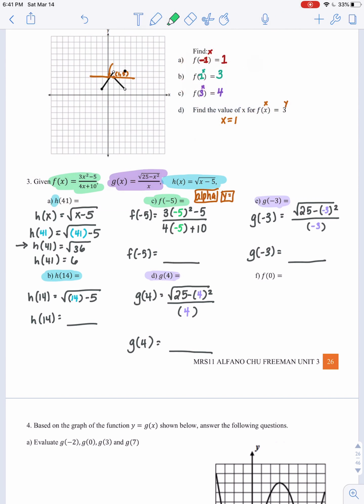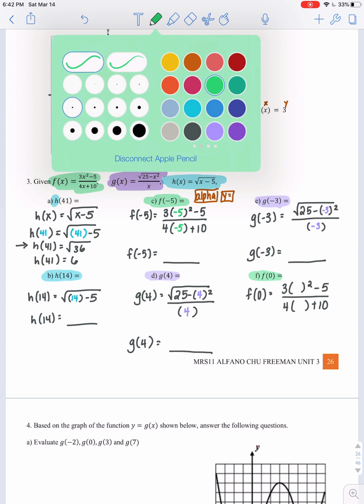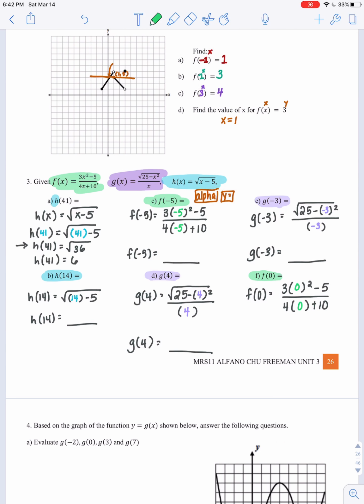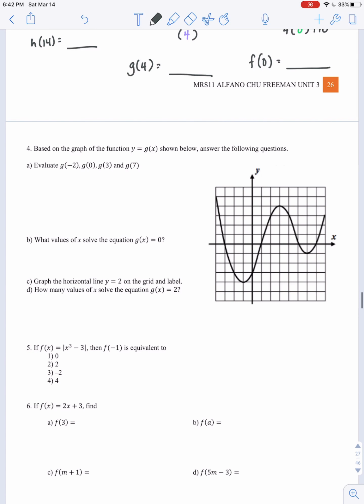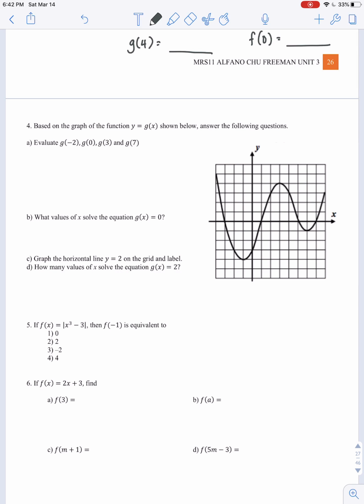All right, and one more, f of 0. So f of 0, again, I'm going to just copy over my function without the x's. Instead of the x's, I'm replacing them with parentheses. I'm replacing them with 0. So what you're going to do now is get your calculator and plug in this number. Just make sure your setups are correct. Okay, let's keep going.